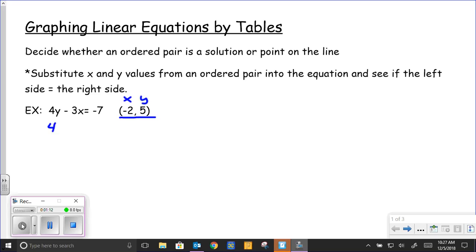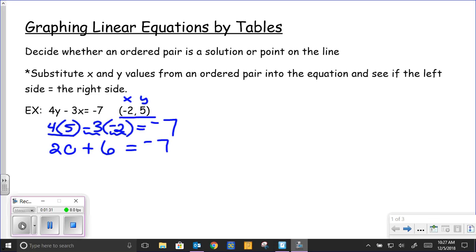So we have 4 times 5 minus 3 times -2 is equal to -7. When we do the math, 4 times 5 is 20. Remember, this is a negative times a negative, so that's going to be a positive. That's going to be plus 6 is equal to -7. Well, clearly, 26 is not equal to -7. Therefore, this ordered pair here is not a solution.